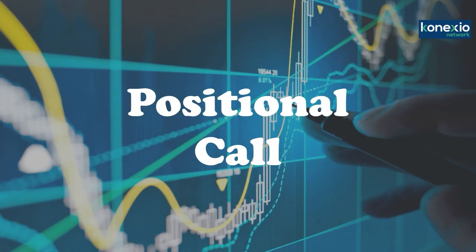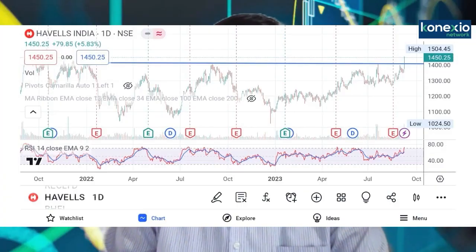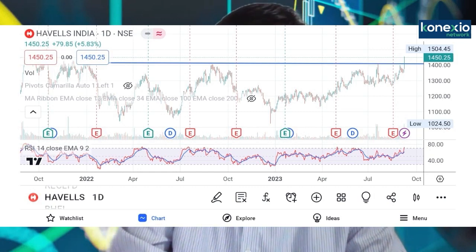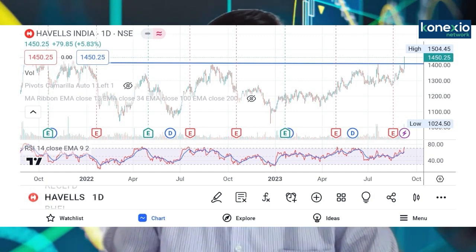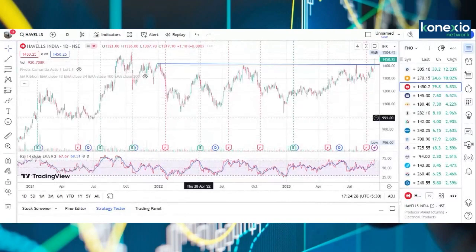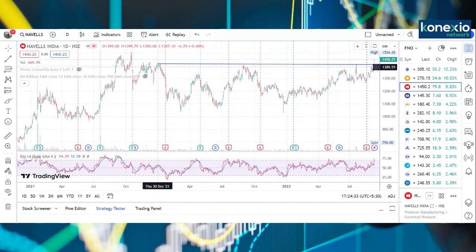So friends, now let us come to the final segment of our show, which is the positional call. The name of the stock is Havells India. Let us go to the daily chart of Havells India. In Havells India, we can clearly see that the stock has given a breakout. There was huge volume support on the breakout. This breakout is a 2-year breakout. This level has been breached after December 2021. So almost a one and a half year resistance was breached on Friday.